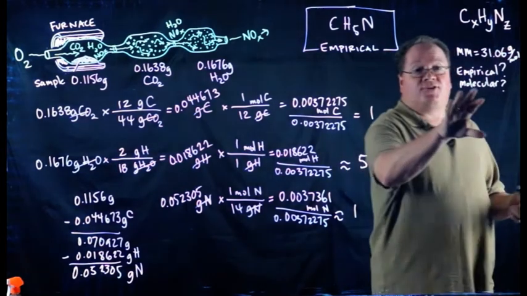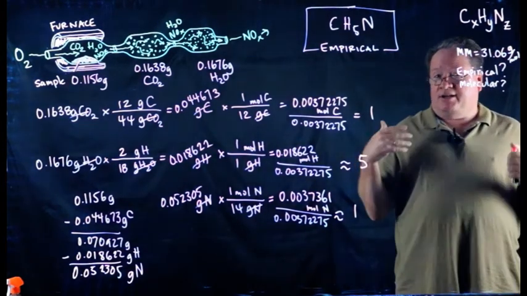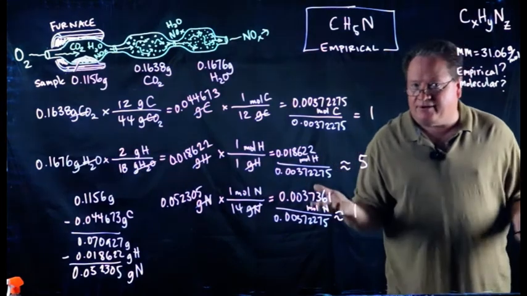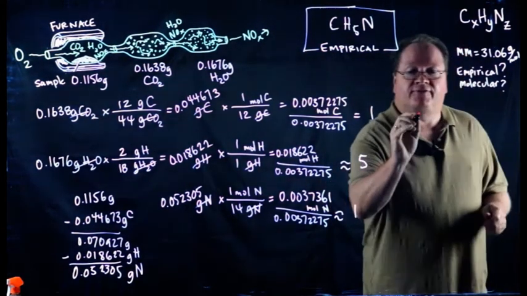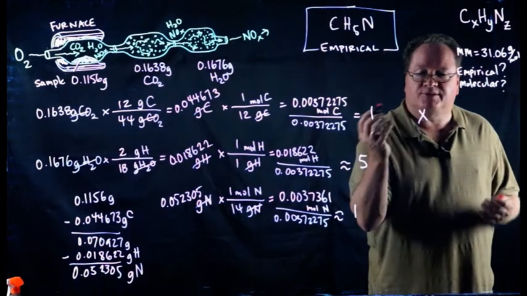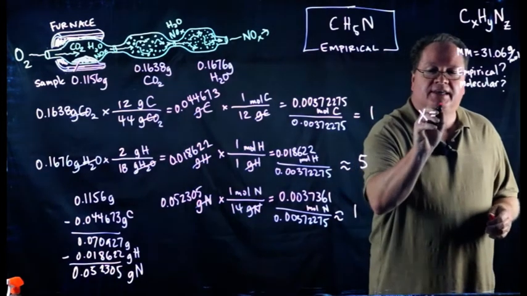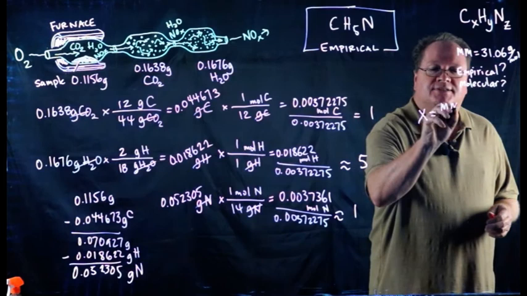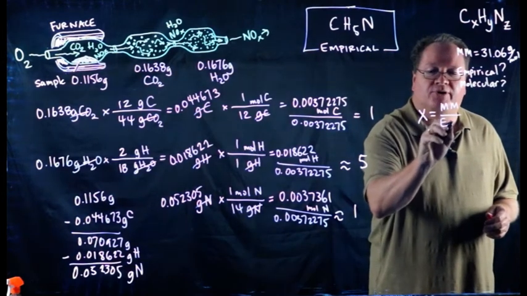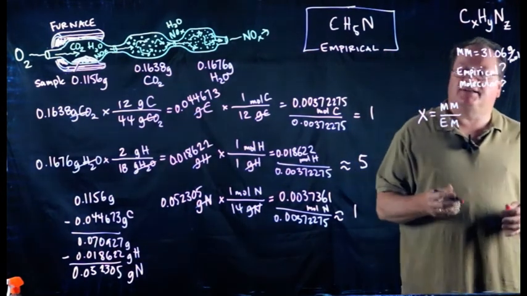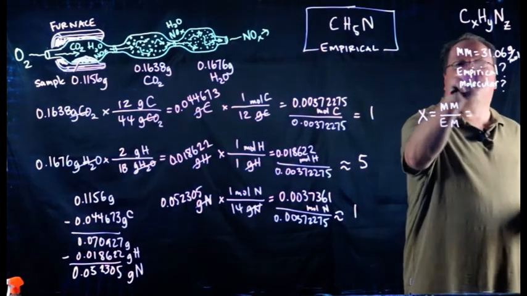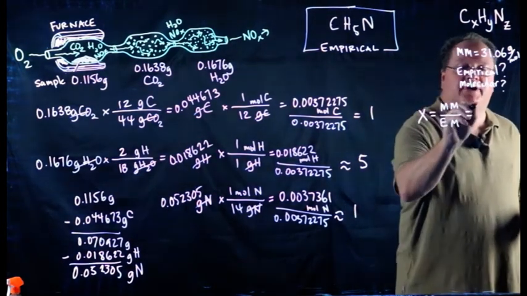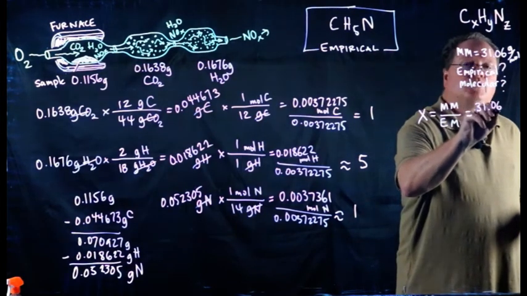All right. On this question, they also want to know, well, what's the molecular formula? So remember, to do that, we need to figure out, I'm just going to call it X as my multiplier. It's going to equal my molar mass over my empirical mass, and that's going to give me my multiplier. Well, we were given information here that the molar mass was 31.06 grams.